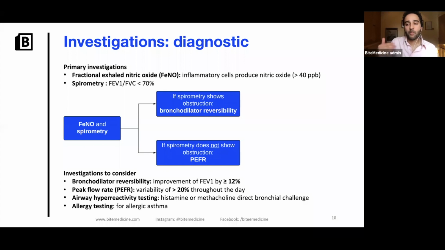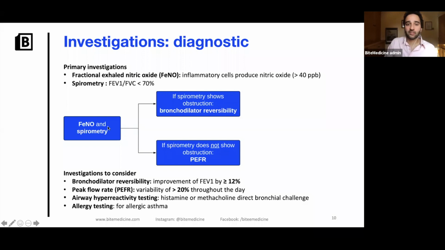So you want to monitor your peak flow variability over a period of 2 to 4 weeks. If there's a variability of over 20% throughout the day, that's a positive test. So this is a very simple kind of pathway. It gets a lot more complicated further down the line.